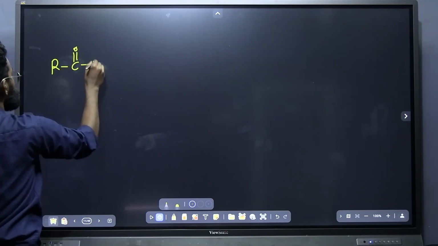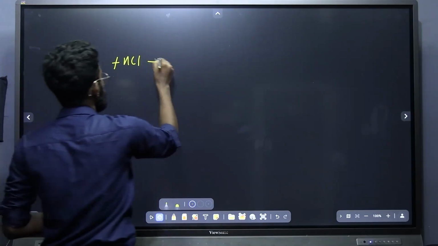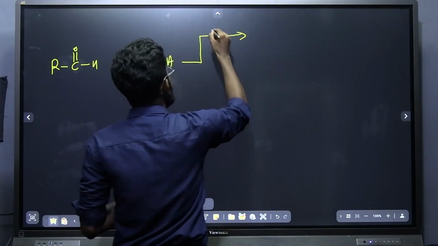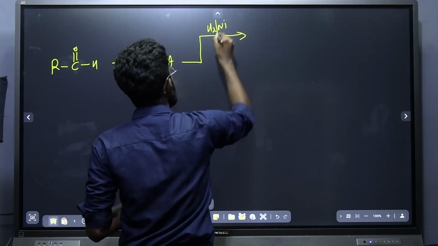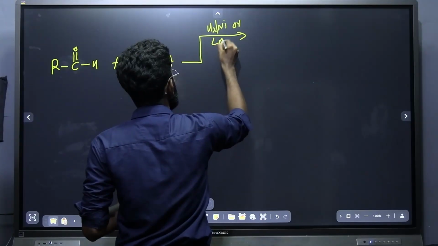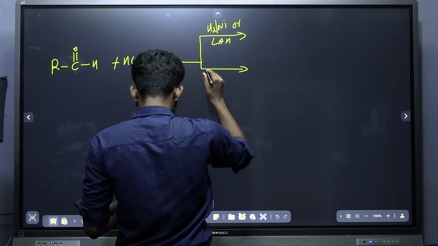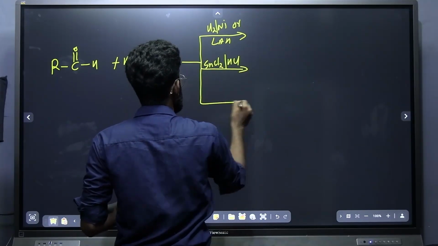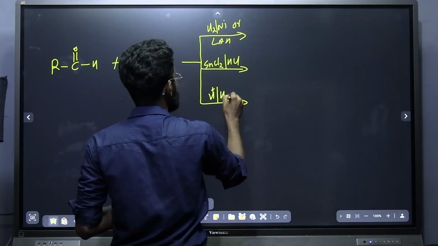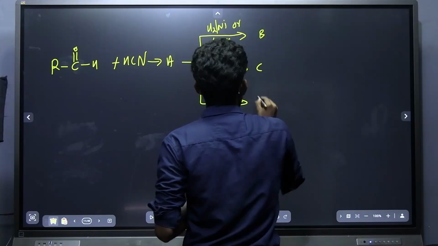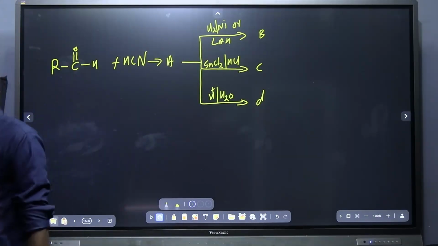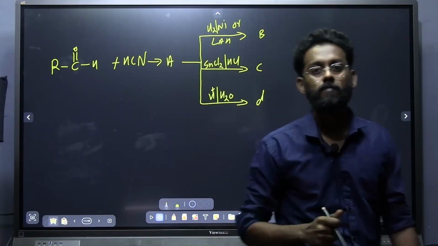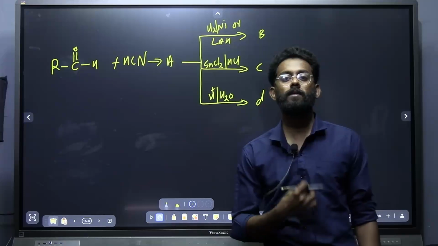R–C double bond O, on treating with HCN, I will be getting a product A, and this product A on reacting with H2/nickel or lithium aluminum hydride, and SnCl2/HCl or acid hydrolysis, gives products B, C and D. Find out the products A, B, C and D. That's your question for today's class.